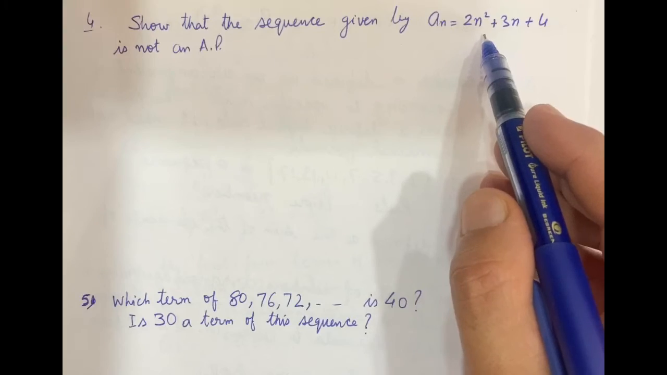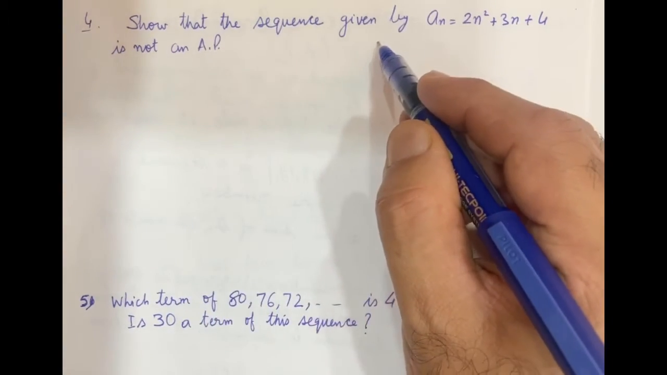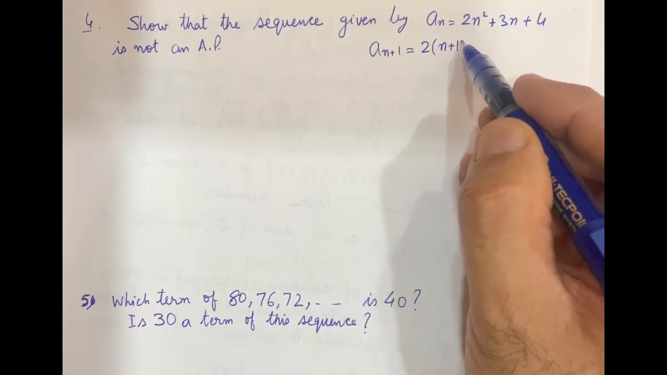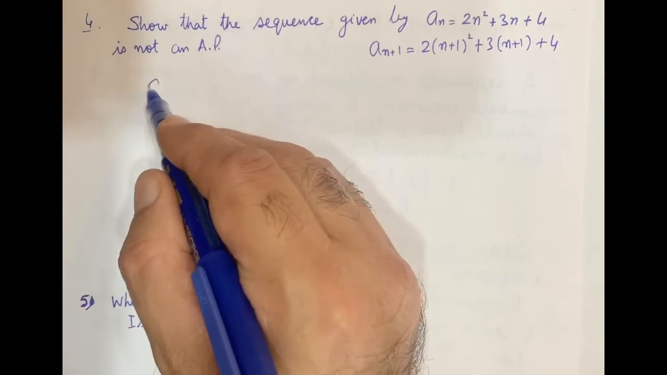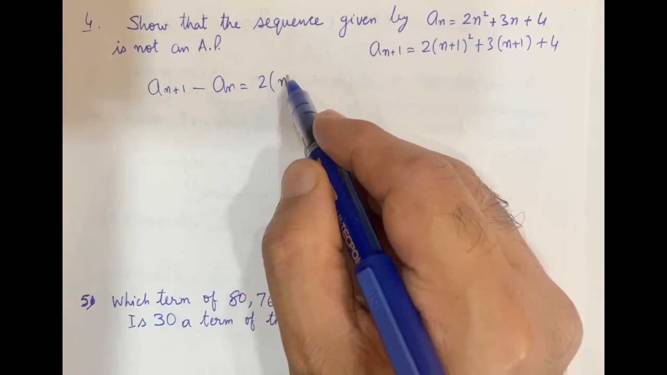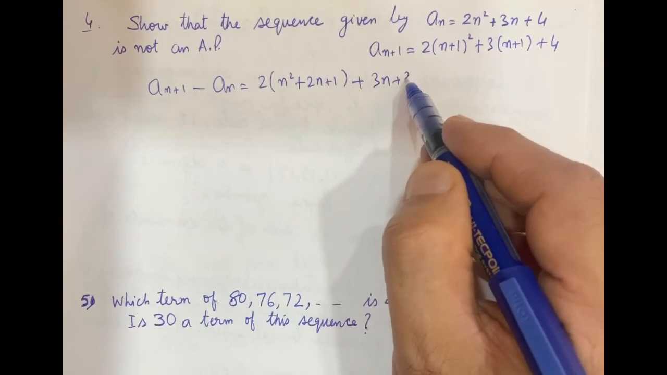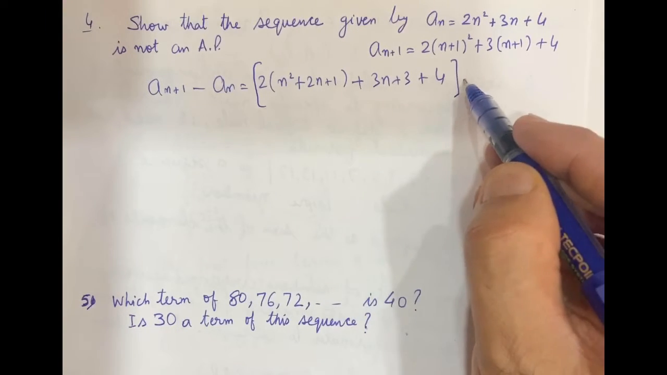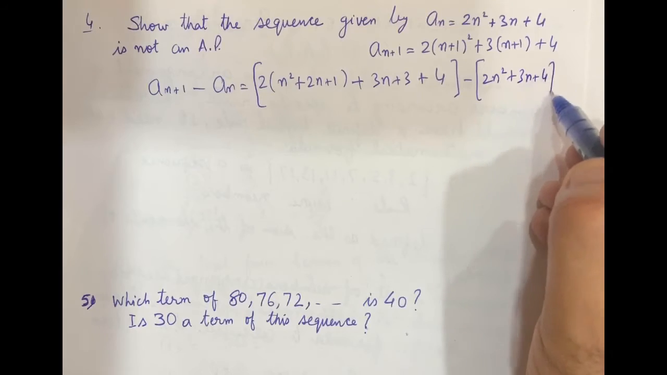The nth term is given as 2n square plus 3n plus 4. We have to show this sequence is not an AP. So again we find an plus 1 by replacing n by n plus 1. This is 2 into n plus 1 square plus 3 into n plus 1 plus 4. Then we find an plus 1 minus an.